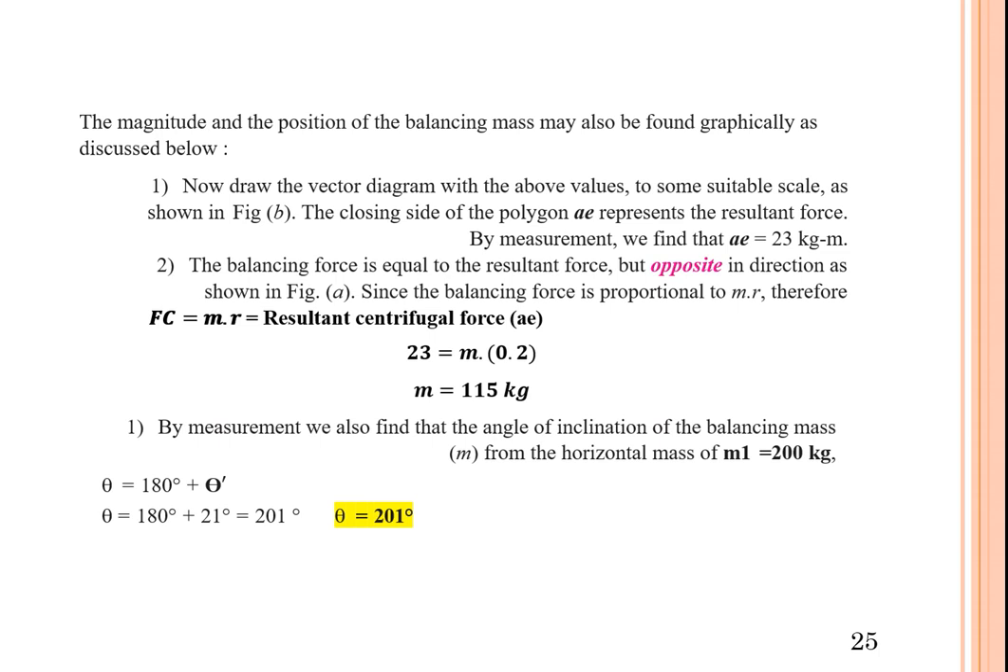Our mass is unknown; the centrifugal force measured is 23 kg per meter, and the radius is known. So the mass you get is 115 kg. Theta is 180 plus the inclination with respect to the horizontal. Theta dash comes to 21 degrees, so you get 201 degrees. Here the mass is 115 kg and the orientation is 201 degrees.